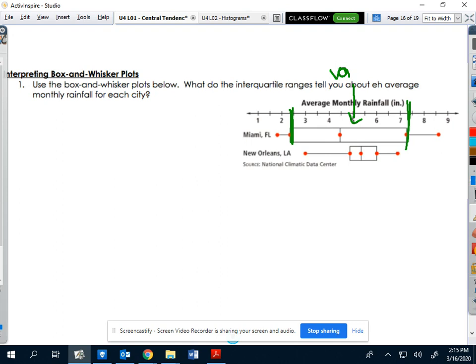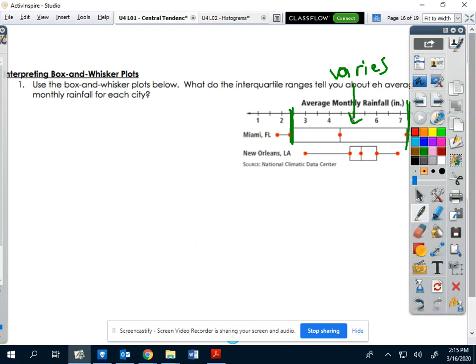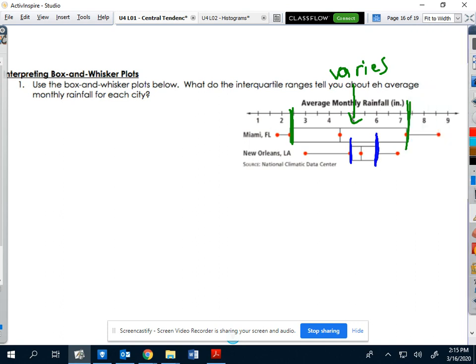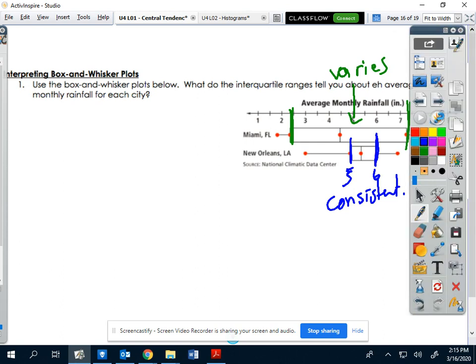It's telling us that we have a very wide interquartile range, as opposed to in Louisiana, in New Orleans, it's very, very consistent, right? Most of our rain falls anywhere between 5 to 6 inches of rain, right? So we have much less variation there. It's much more consistent, right? So those are some of the observations that we can take away when we use a box and whisker plot.